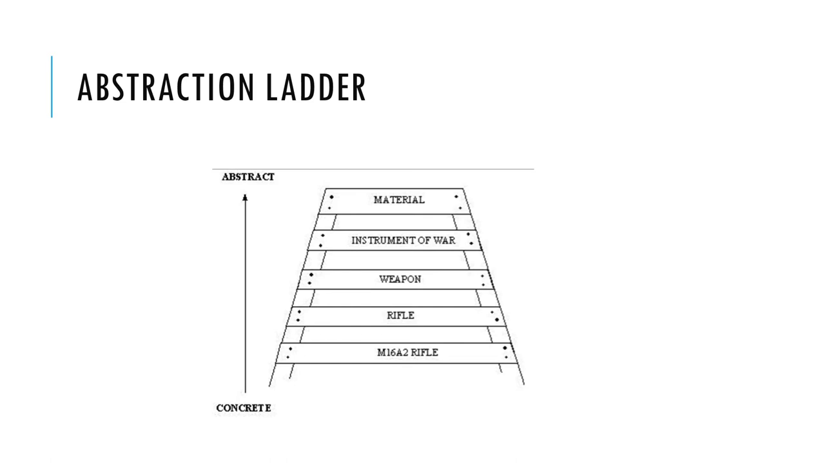We move down one more rung of the ladder, and now we have weapon. Well, now we know it could be a gun, or a knife, or a bomb. We move down one more rung on the ladder, we're getting even more specific. Now we have a rifle, but we also know there are many different types of rifles. And then when we get to the final rung of the ladder, the one closest to the ground, our most concrete example is an M16A2 rifle. So now we have a very specific example of what we are talking about.